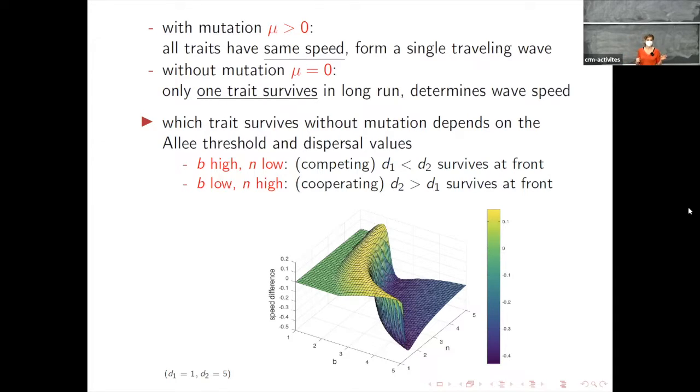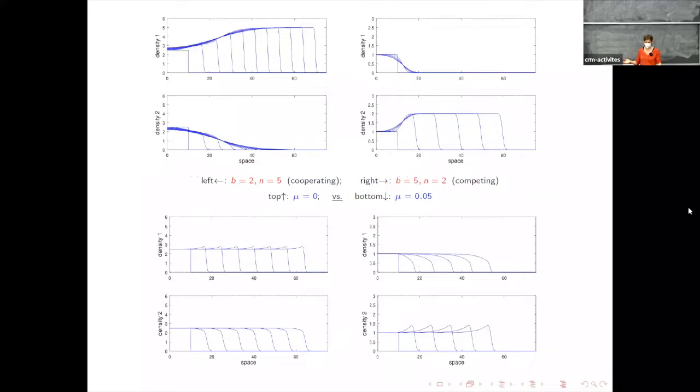create the traveling wave. Okay, and so this is a schematic of, depending on, because we have two parameters, the capacity and the branch number, in which cases which one of them wins, and you can see that it's a sort of nonlinear profile.